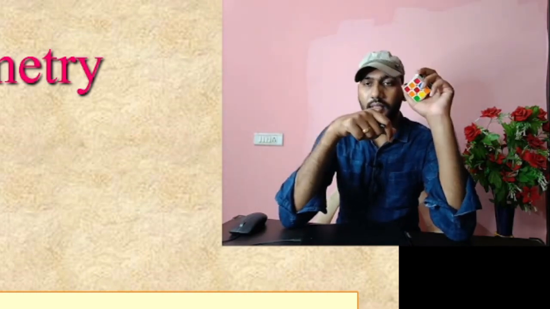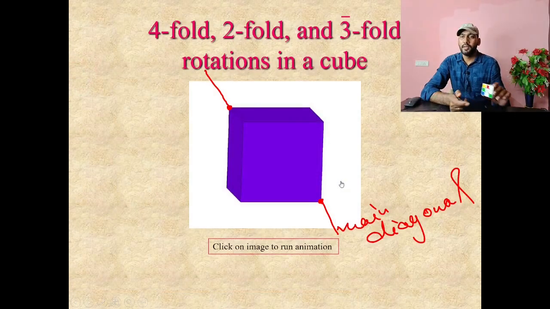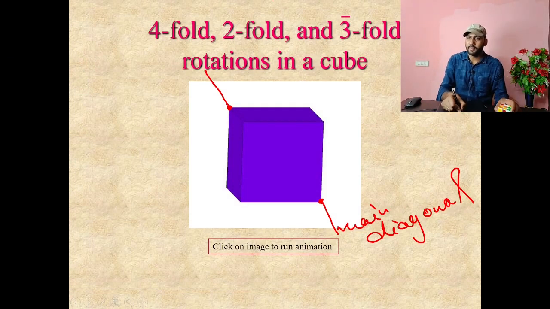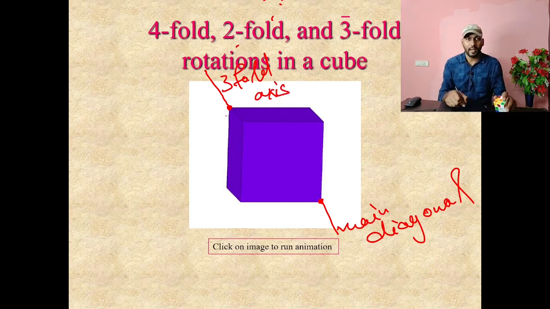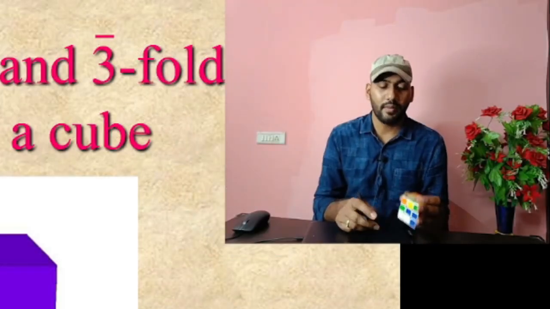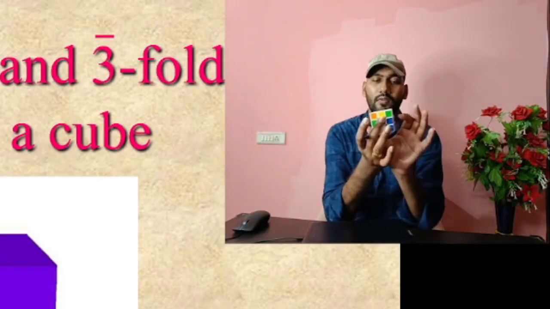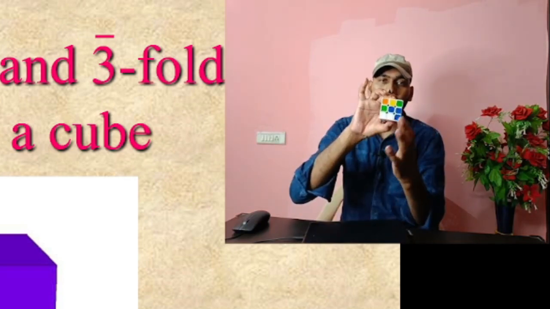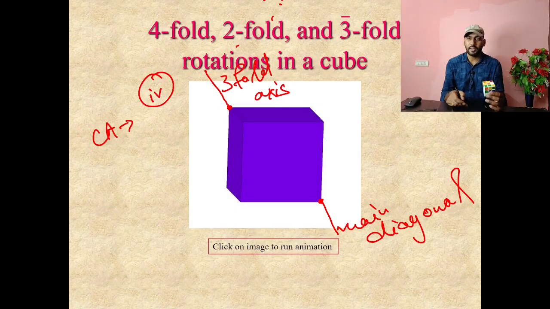This is the threefold axis. The main diagonal is the axis which shows threefold rotation. So the cube has three types of axes. One is the crystallographic axes, which are fourfold. How many? 1, 2, 3: top to bottom, front to back, right to left. Three crystallographic axes with fourfold symmetry.